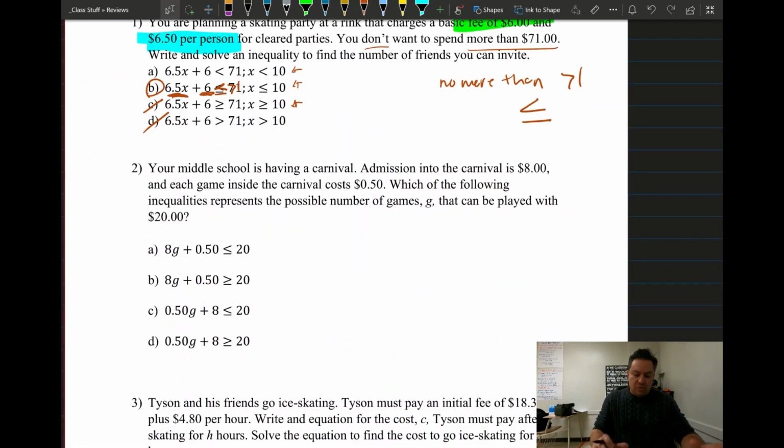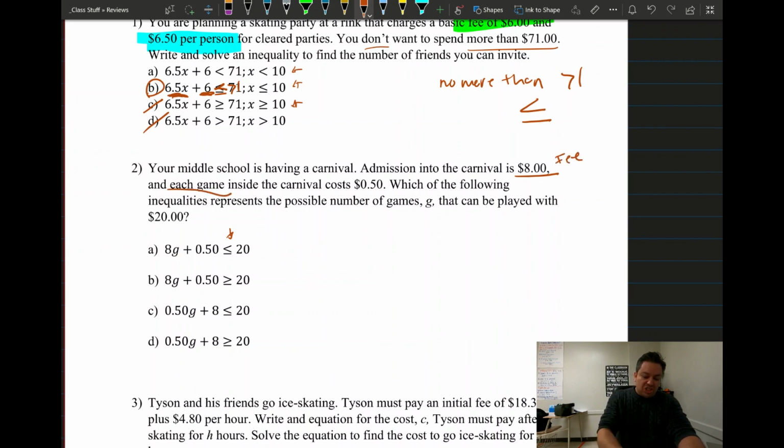Number 2, we have something similar. Again, look at the inequality sign, okay? So your middle school is having a carnival. The admission into the carnival is $8. So you've got to pay a ticket to get into the carnival, right? So that is right there, $8. So that's the fee.